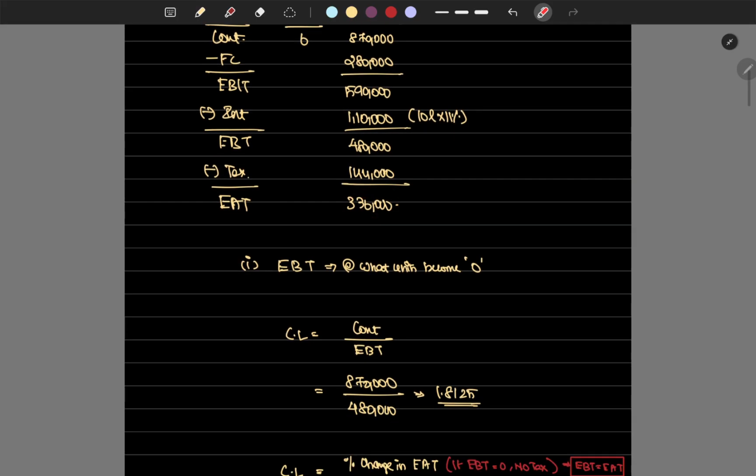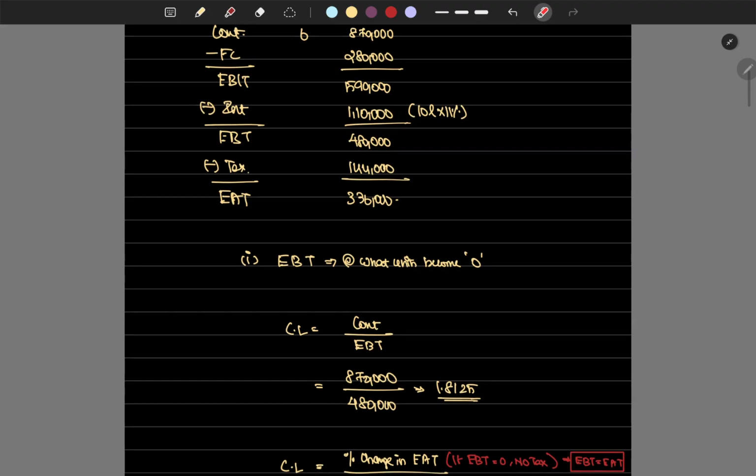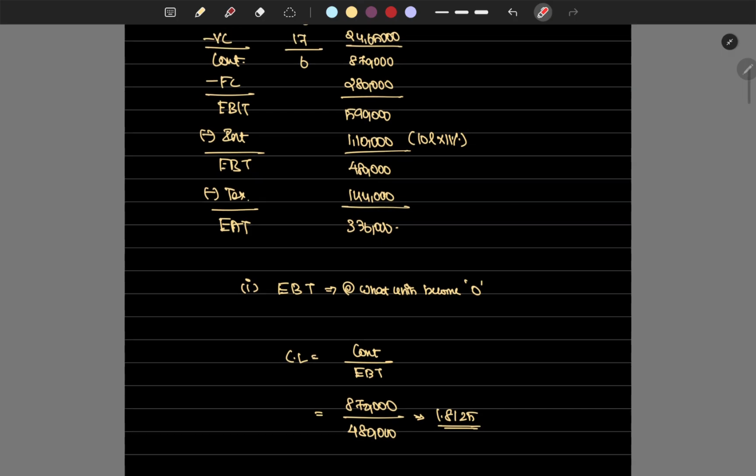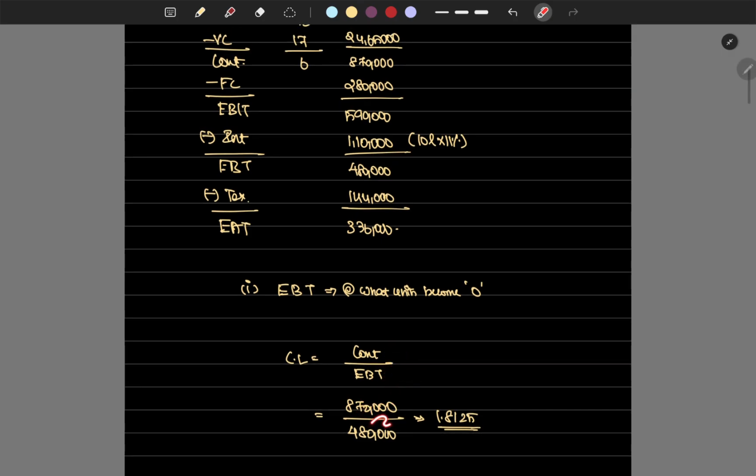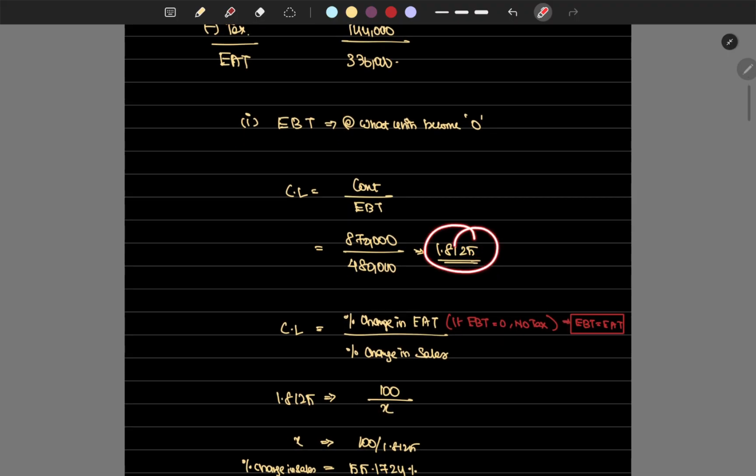Then they've asked us at what units EBT is equal to 0. For that we have to find out the combined leverage, which is contribution divided by EBT. Contribution is 8 lakh 70,000 and EBT is 4 lakh 80,000. We got 1.8125 times as the combined leverage.